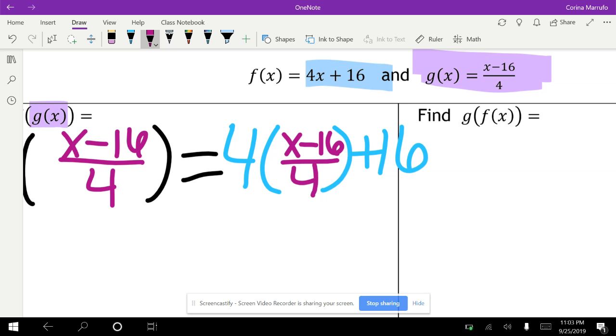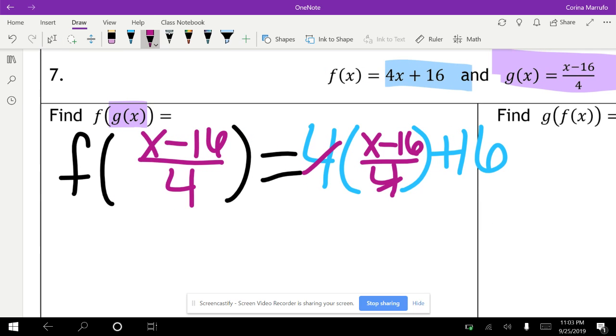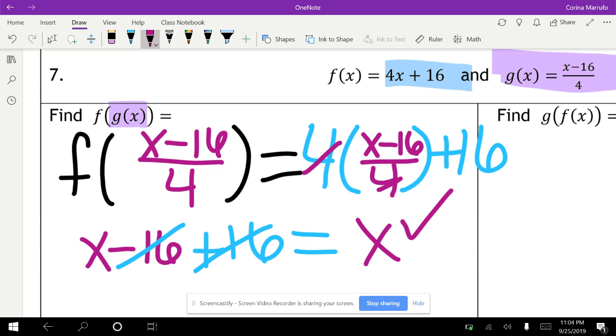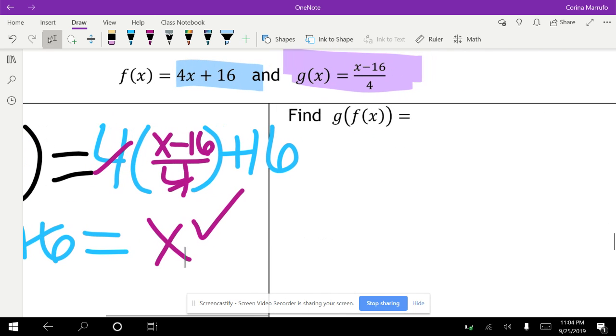And then I'm going to simplify. So if I go ahead and multiply this, when I multiply 4 times the x minus 16 over 4, the 4's cancel each other out. And I am left with x minus 16. And then at the very end, I still have this plus 16 there. So the minus 16 and the plus 16 end up canceling each other out. And we are left with just x. Okay, so the first part is checked off when we did f composite g. We want to be left with only x. That's how we know they're inverses of each other.